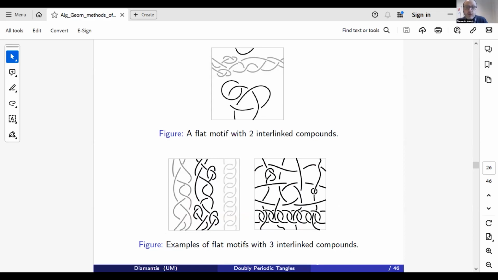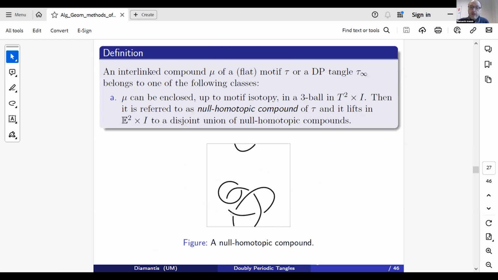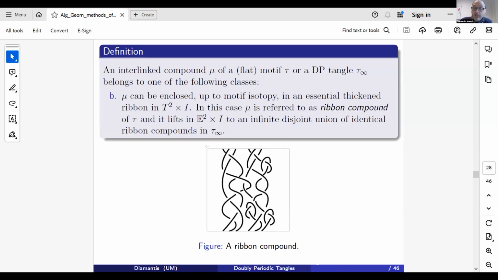So starting from interlinked compounds, the next thing is to define, let's say, the classes. And I've already explained, if you can take a compound and put it inside a three ball, right? Then you can guarantee that this is a null homotopic compound. This is a compound that can be shrunk to a point, contracted to a point. But if this is not the case and you can put it in a ribbon, right? Then we will call this a ribbon compound.